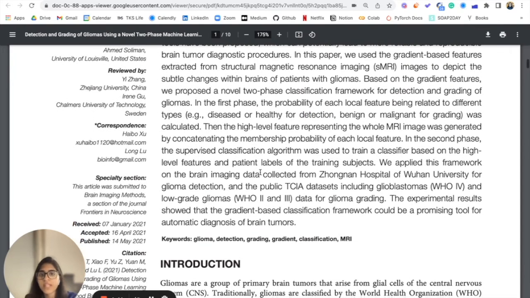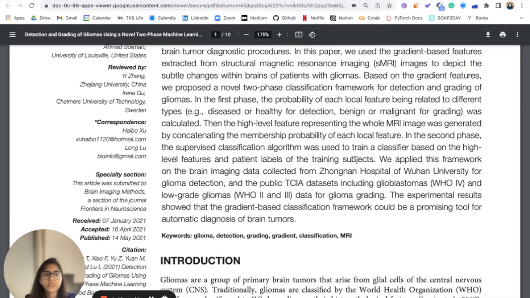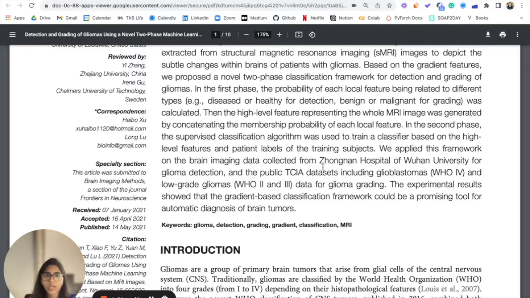Now, in the second phase, they're using a classification algorithm that was used to train a classifier based on high level features and patient labels. So, just trying to get more insight into stuff like that. Obviously, we'll talk about the framework in more depth. Again, this is just the abstract.